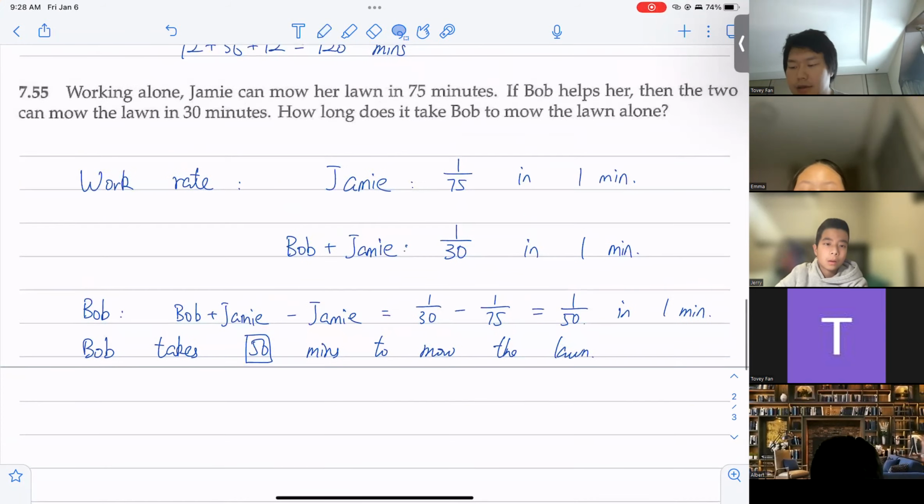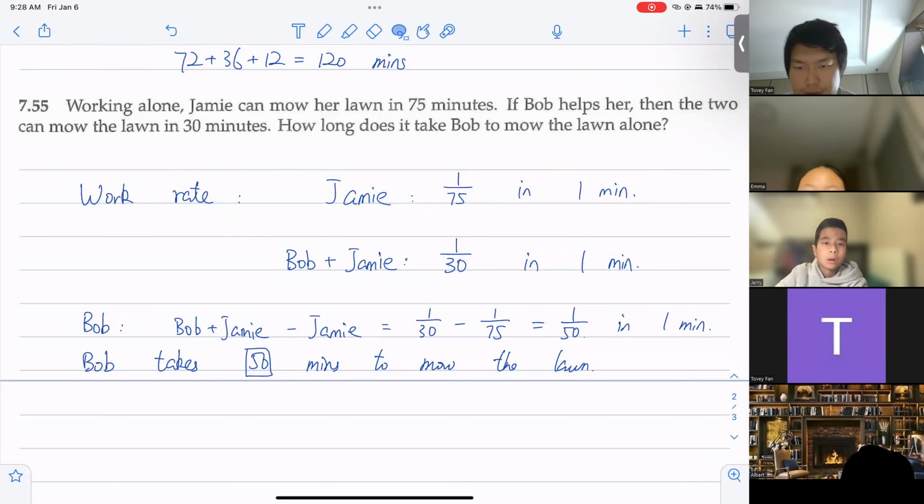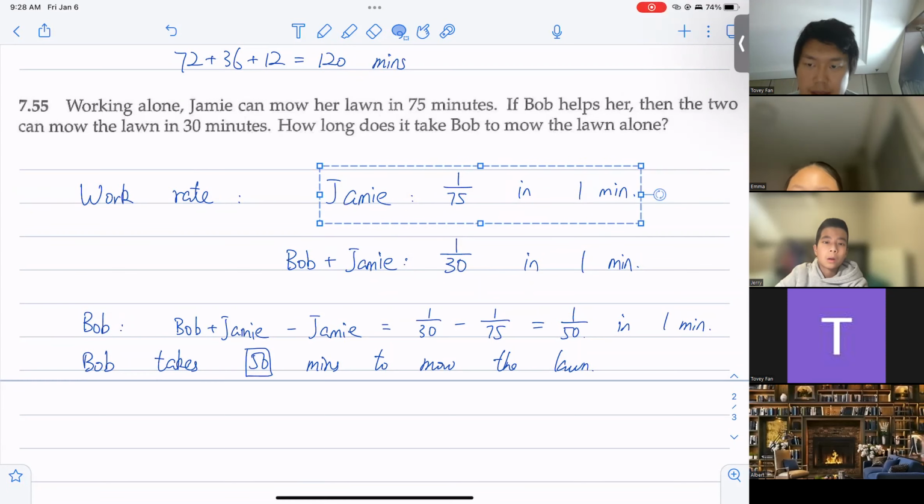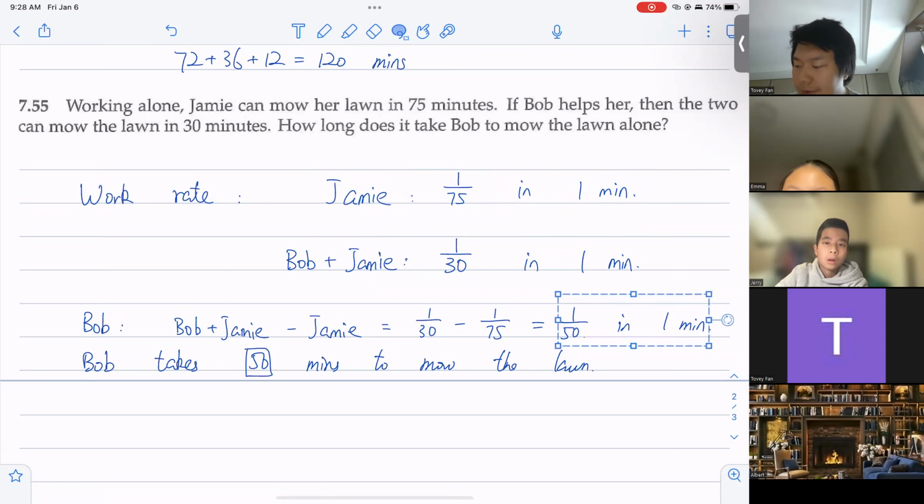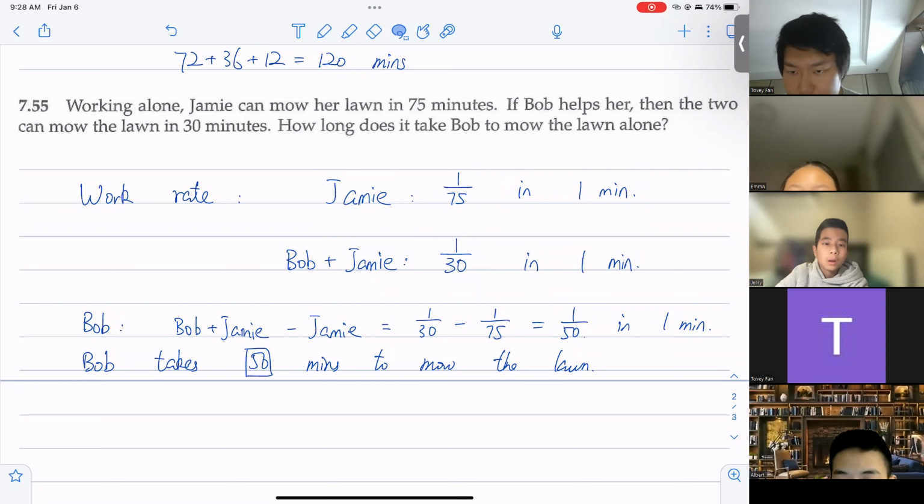Okay, you will see that in this kind of question, it will always involve 1 over something minus or plus 1 over something. A variant of this question will say, for example, Jamie can mow the lawn in 75 minutes, and Bob can mow the lawn in 50 minutes. How long does it take for both of them to mow the lawn together?